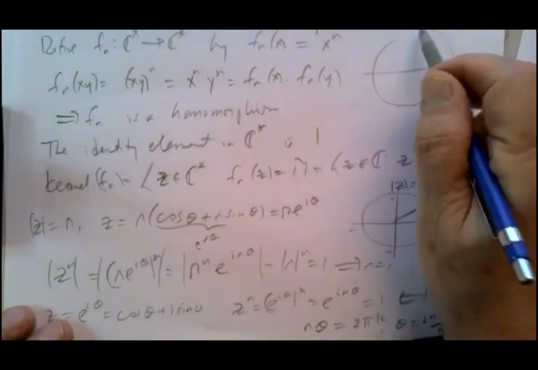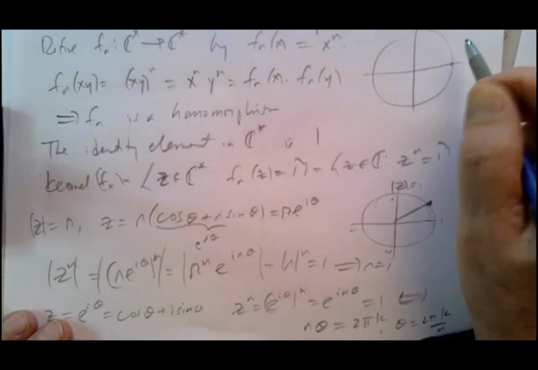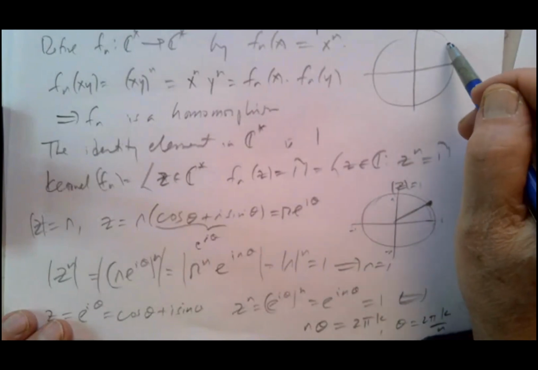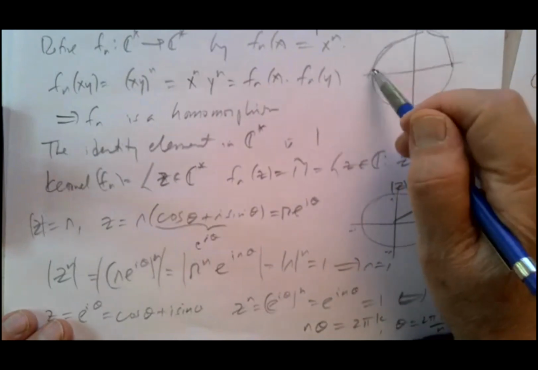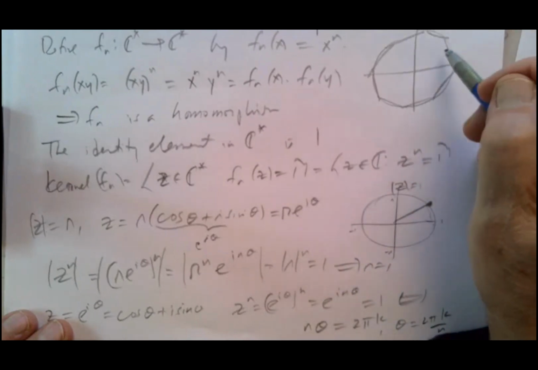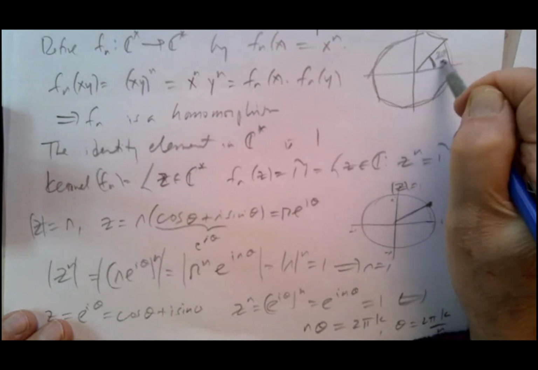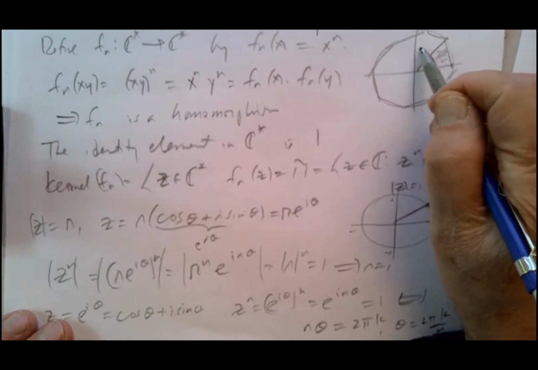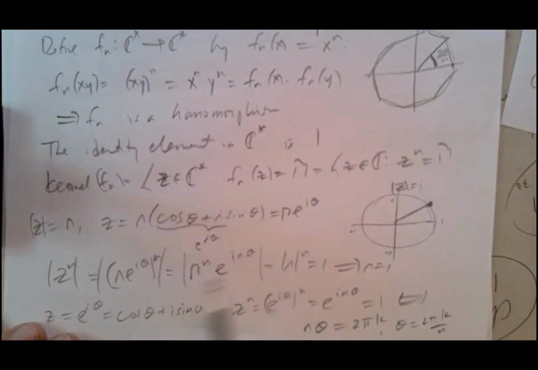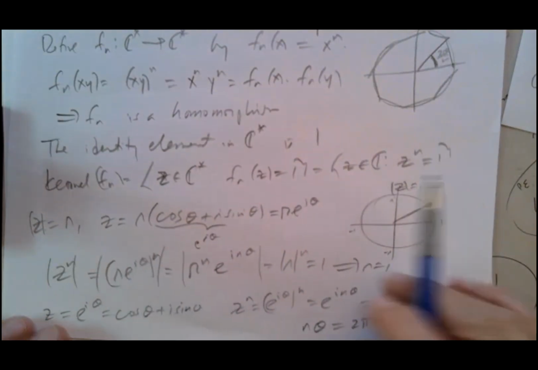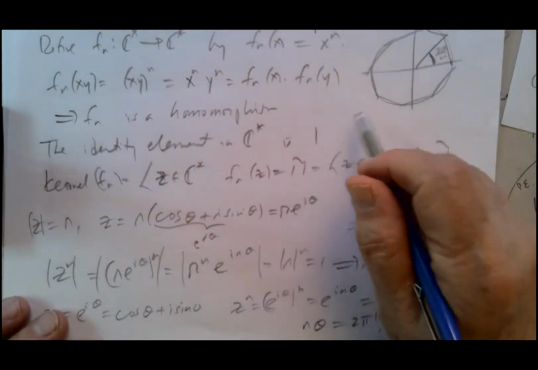And what this corresponds to is if you take the regular polygon with n sides, so this angle is 2 pi over n, and this is 2 times that, and so forth. That's what the kernel is. It's what are called the nth roots of unity.